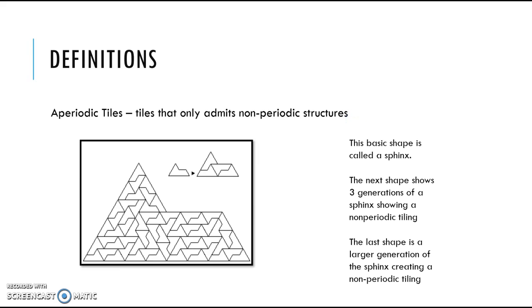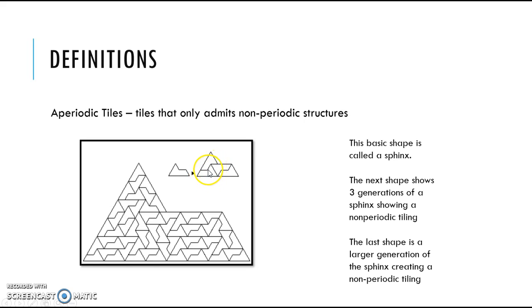Aperiodic tiles are tiles that can only produce non-periodic structures. All right, so for this example, this basic figure right here is called the Sphinx. And what it does is we can use this basic figure of the Sphinx, and we can do 3 generations of it and rotate it and reflect it, and we get basically a larger super Sphinx, if you will. And that shows this non-periodic tiling.